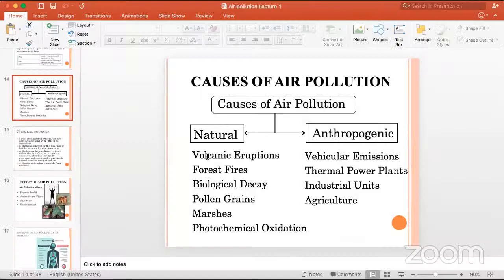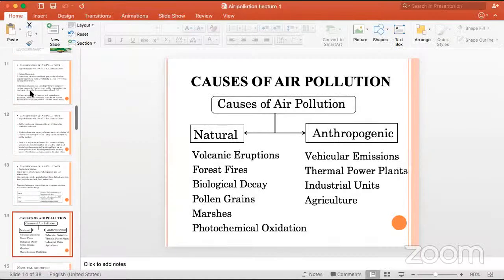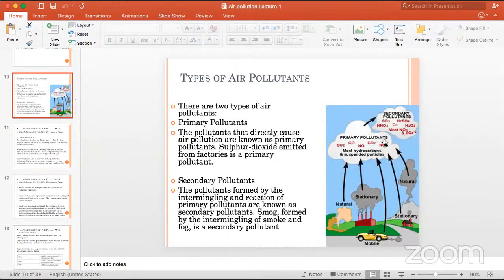All right. Yes, so we were talking about air pollution. I'll just share the screen again. Yeah, so we were talking about primary pollutants and secondary pollutants. Primary pollutants were the ones that are singularly responsible. They are directly causing air pollution. Secondary pollutants are the ones that are formed by the reaction of two or more primary pollutants, right?